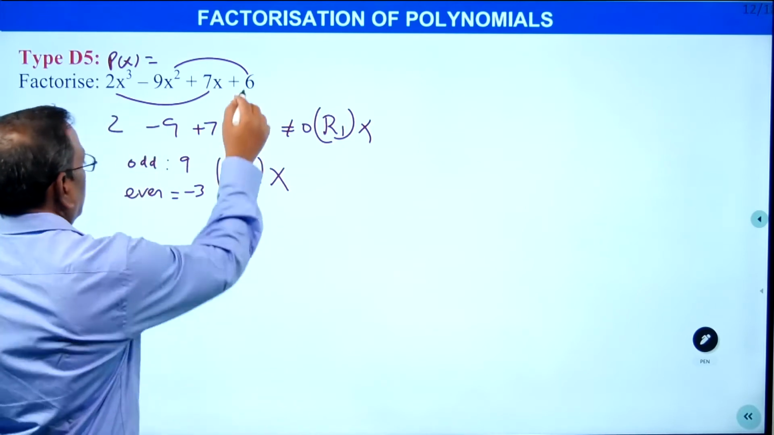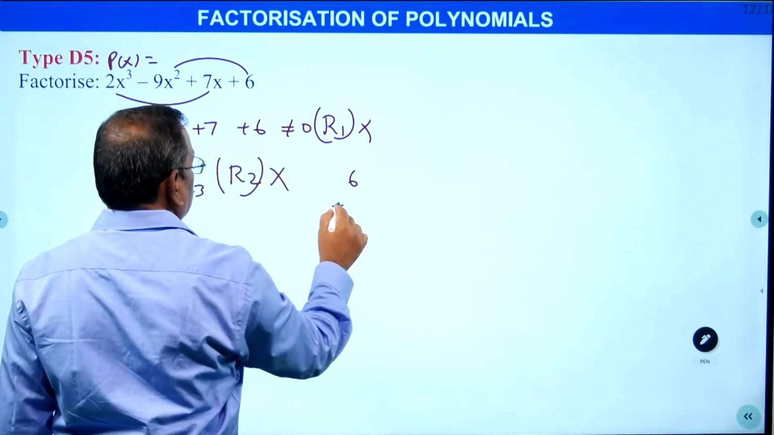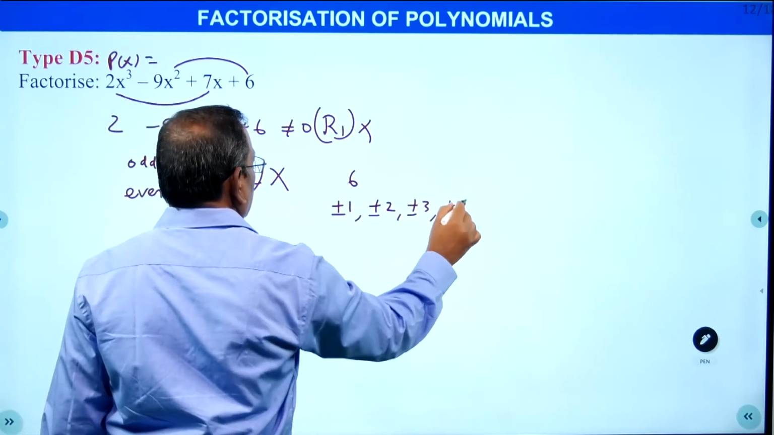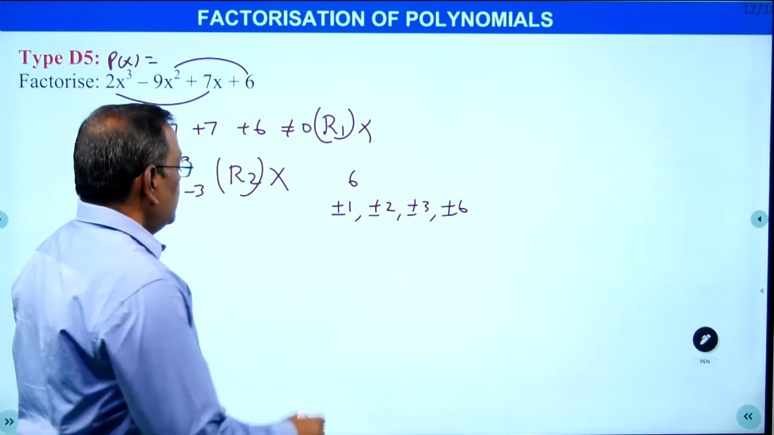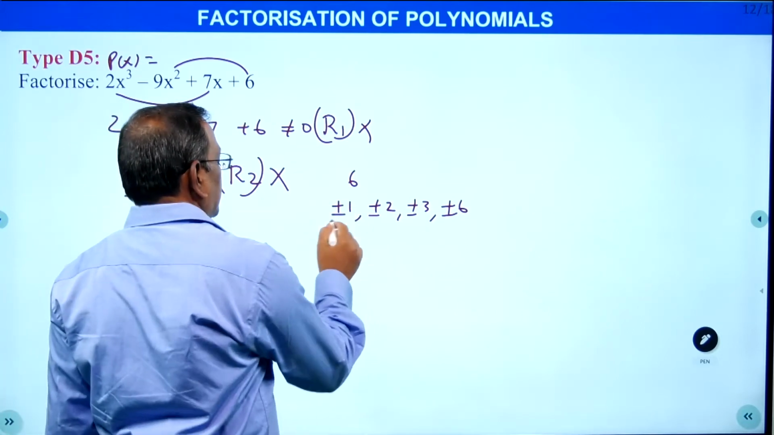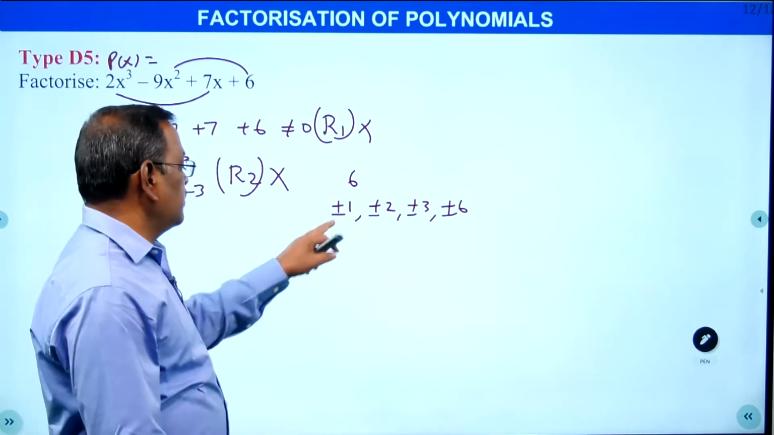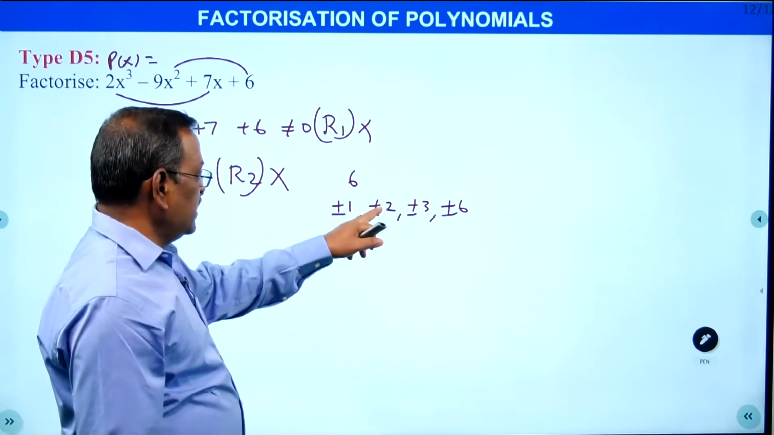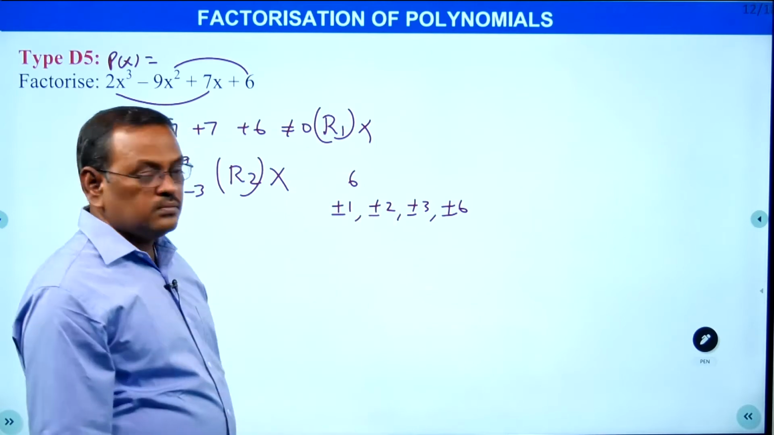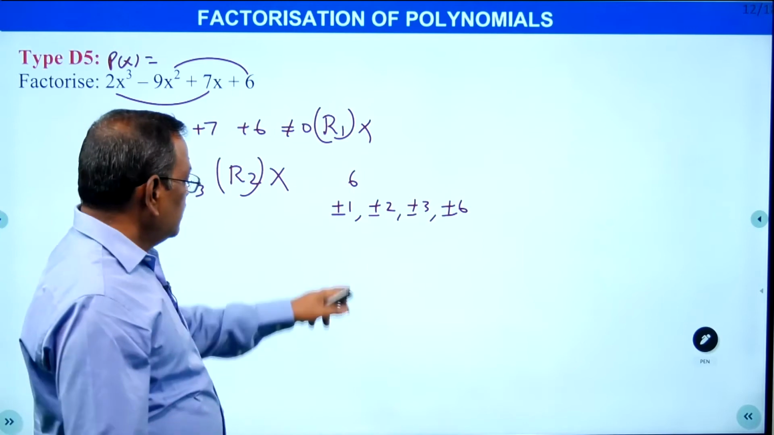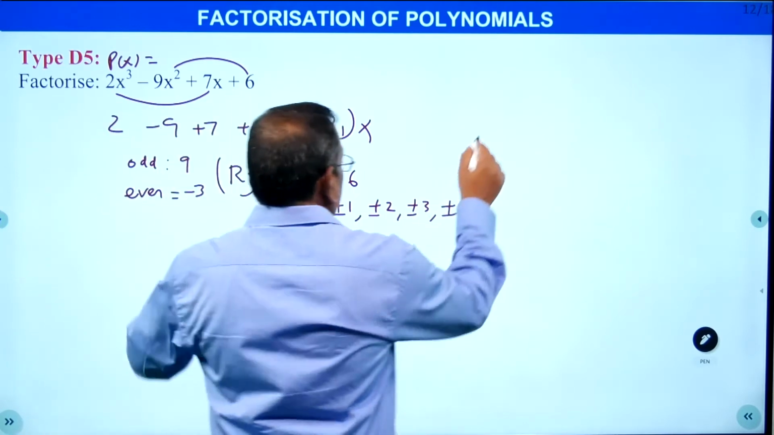Now take the constant term 6, the factors are plus or minus 1, plus or minus 2, plus or minus 3, plus or minus 6. Plus 1 and minus 1 are rule 1 actually: x equal to 1 for rule 1 and x equal to minus 1 for rule 2. Now by trial and error method you have to take either plus or minus 2 or plus or minus 3 or plus or minus 6. Now we can take 2 because here plus 6.